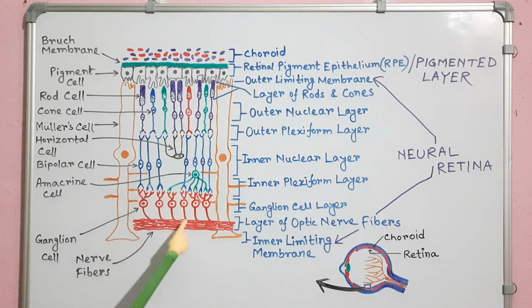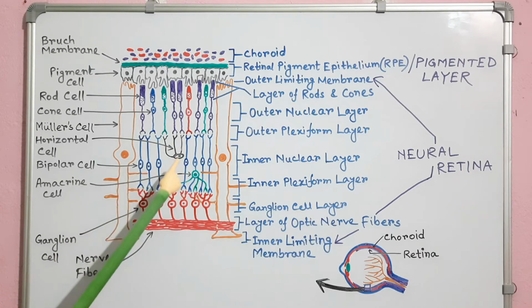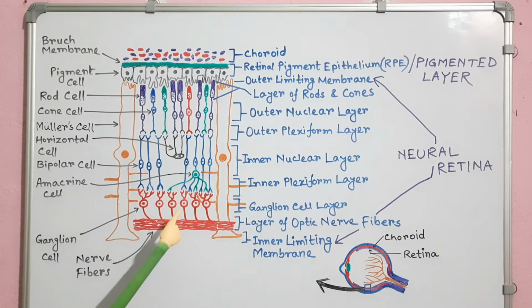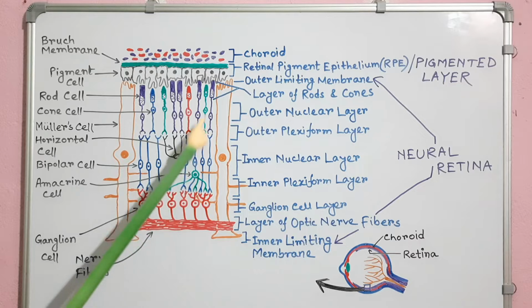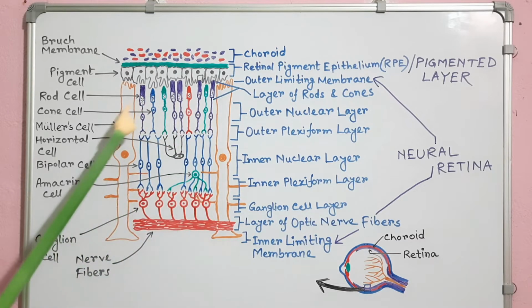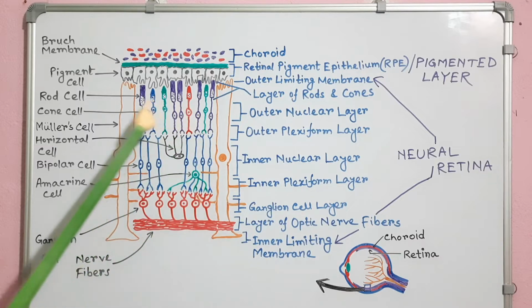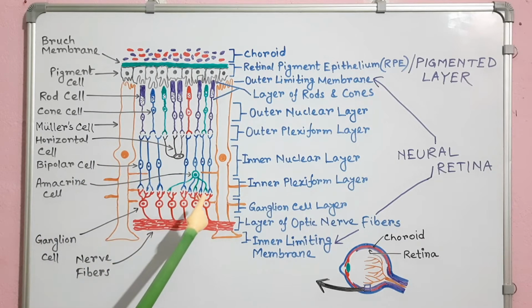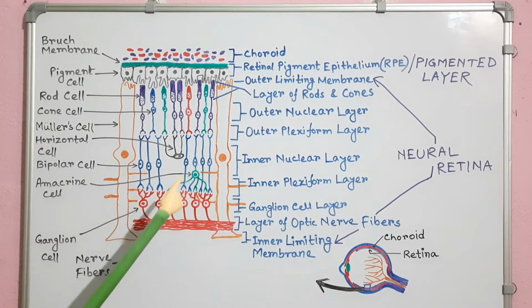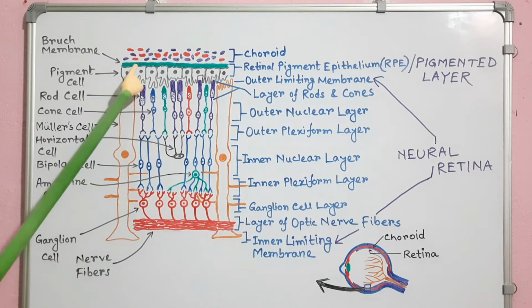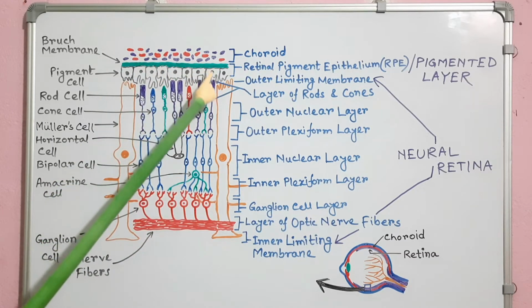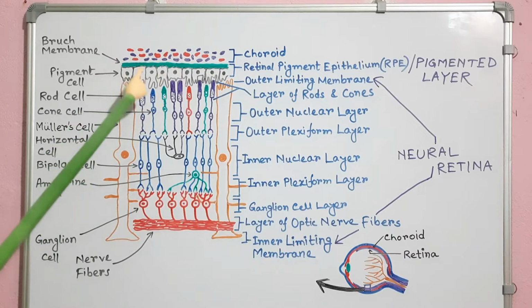This region is known as the neural layer or neural retina or retina proper. It is the inner layer that contains photoreceptor cells, conducting neurons, association neurons, supporting or neuroglial cells, etc. This outer layer of the retina is known as retinal pigment epithelium.